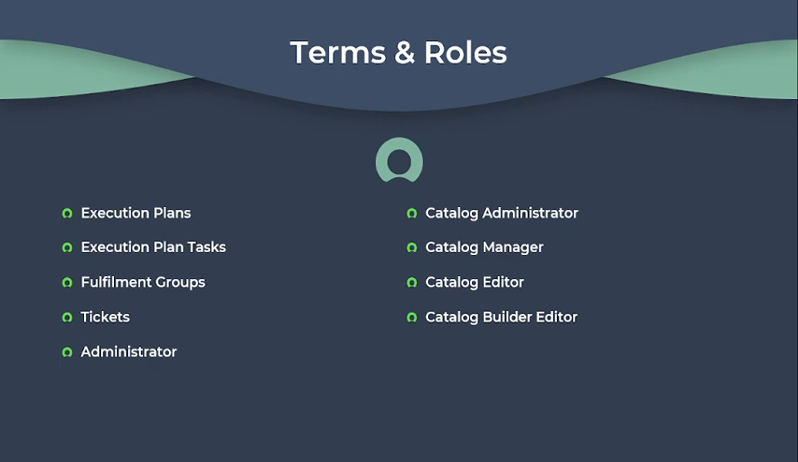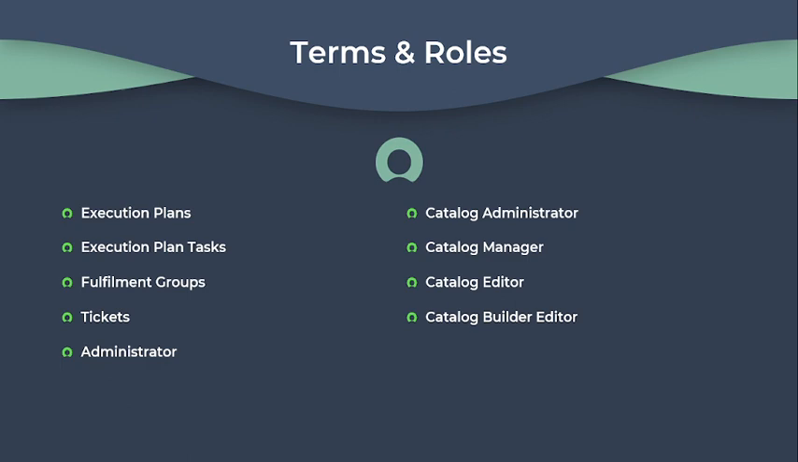Then we come to the roles. The first is administrator, which manages all aspects of the service catalog application, including scripting functions such as creating UI macros or business rules. Then catalog administrator. Catalog administrator can manage the service catalog application, including catalogs, categories, and items, but not including scripting functions available to admins.